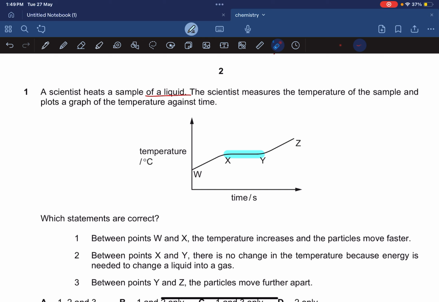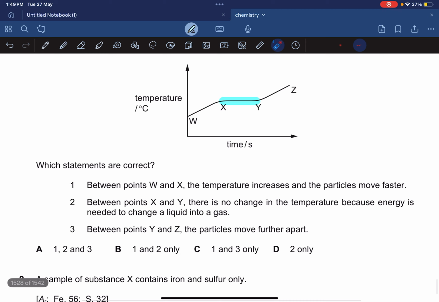Okay, which statements are correct? Between points W and X, the temperature increases and the particles move faster. Between points W and X, okay, that's correct. The temperature is going to increase because we can see the line is going up and the particles are going to move faster. Whenever you increase temperature, you increase the kinetic energy, the particles move faster. This is going to be absolutely correct.